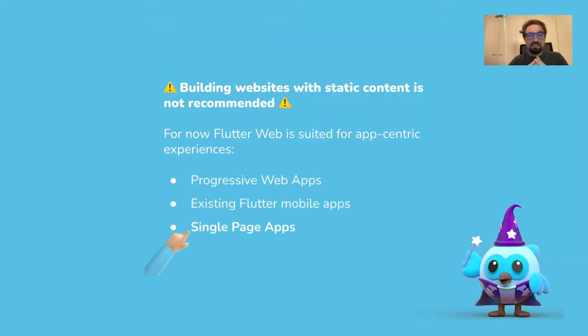I would like to mention that before making a decision on whether to use Flutter Web for your web project, first read the web FAQ on the Flutter website. The best documentation for Flutter is the Flutter website. It says there that building websites with static content, such as blog documentation, is not recommended. Why? Because Flutter Web is complicated, and Flutter Web is supported to port applications to web. So it's an application-centric experience, such as progressive web apps, existing mobile apps, and single-page apps. Today, we will focus on the single-page apps.